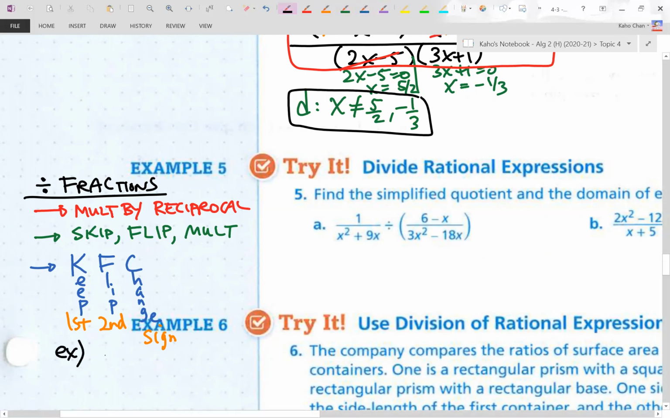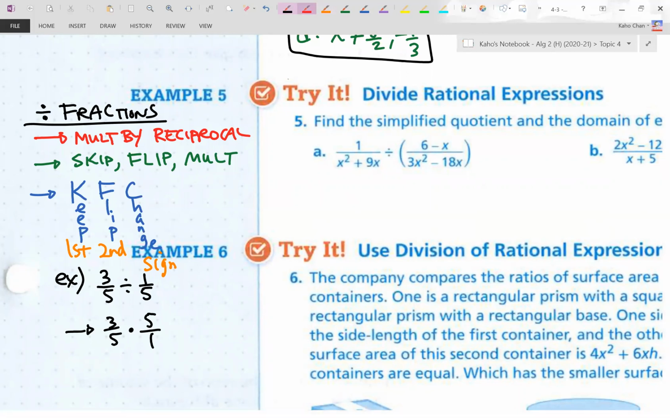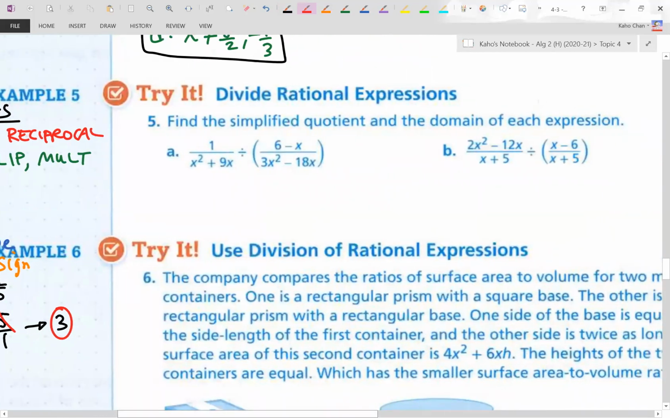Okay, everybody, what's 3/5 divided by, say, 1/5, right? From elementary school. Okay, keep the first number. Fine, 3/5 stays the same. Flip the second fraction, change that division sign into multiplication, and then simplify that whole thing. In this case, the answer is 3, 3/1. Okay, quick example about dividing fractions. So when it comes to polynomials and rational expressions, all you have to do is flip the second one and everything else is basically the same.